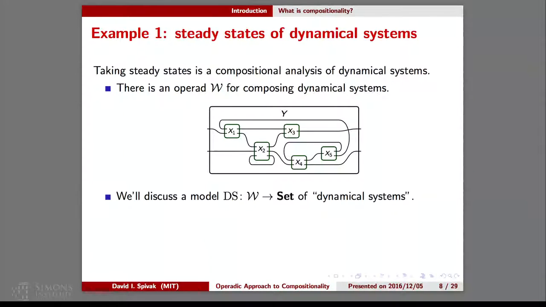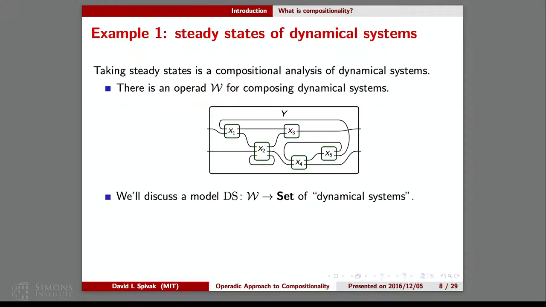So there's an operad for composing dynamical systems. They're almost like a trace monoidal category. But there's an operad whose pictures look like this, whose morphisms look like this. And there is a model or a functor or an algebra from W to Set that puts in each box any dynamical system and then composes them to create a dynamical system in the outer hole. And I'll define dynamical systems later.